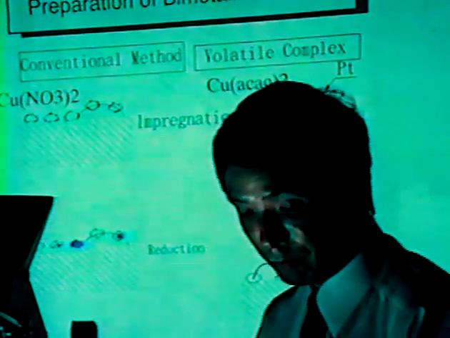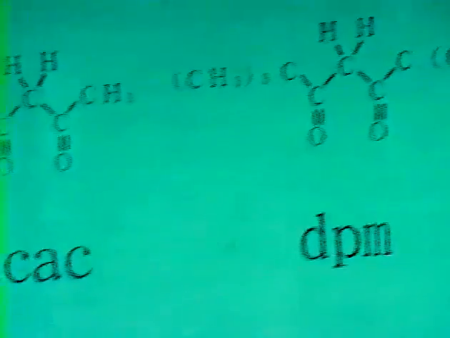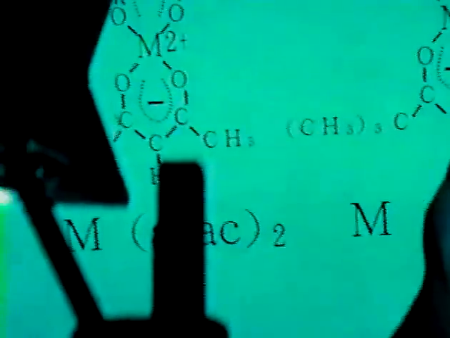Such a method of preparation was applied for the preparation of cobalt-based bimetallic catalyst. As a precursor of the second metallic component, we used three types of complexes. One is acetylacetonate complex. Another is dipivaloylmethanate complex, which is similar to acetylacetonate. The last one is the ferrocene type cyclopentadienyl complex.